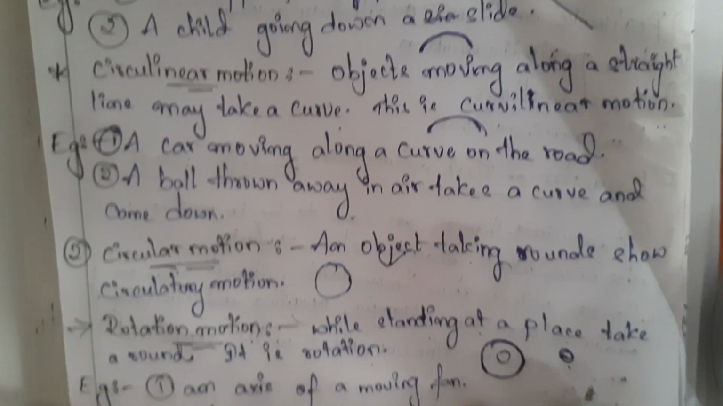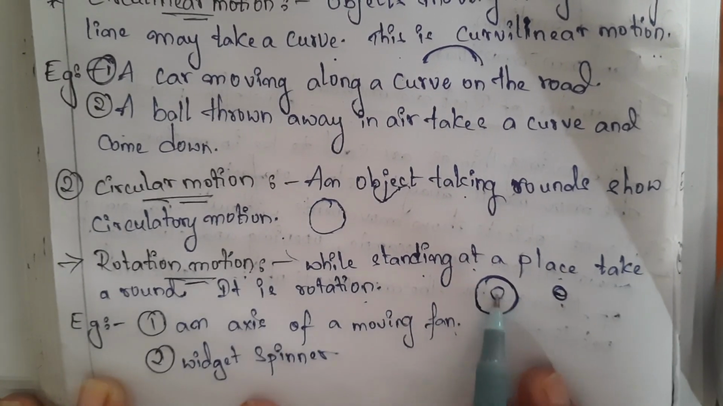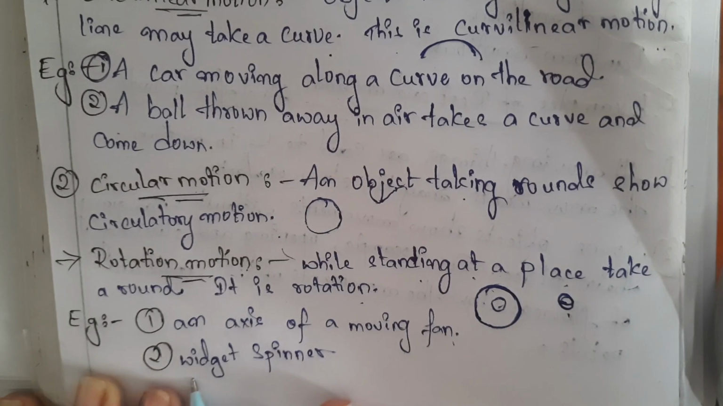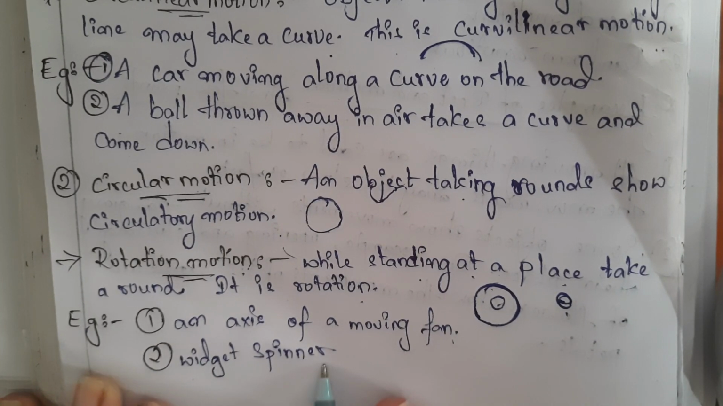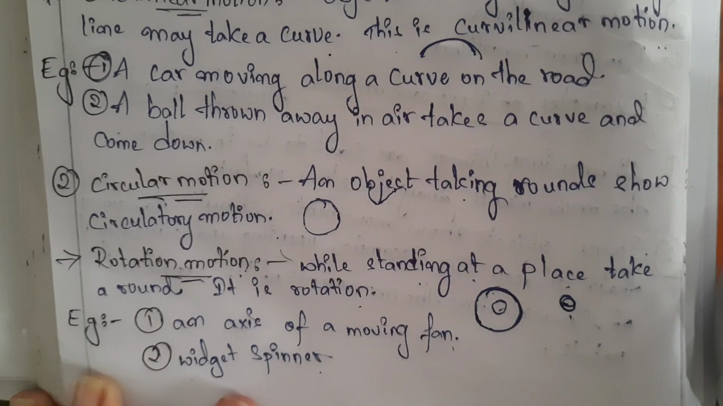Now the next one is the axis of a moving fan. So here the fan is moving at the same axis, or a whisked spinner. So all these are examples of rotational motion.